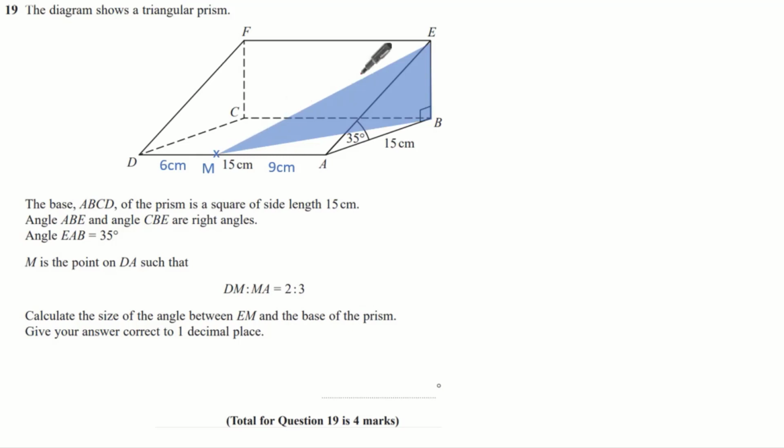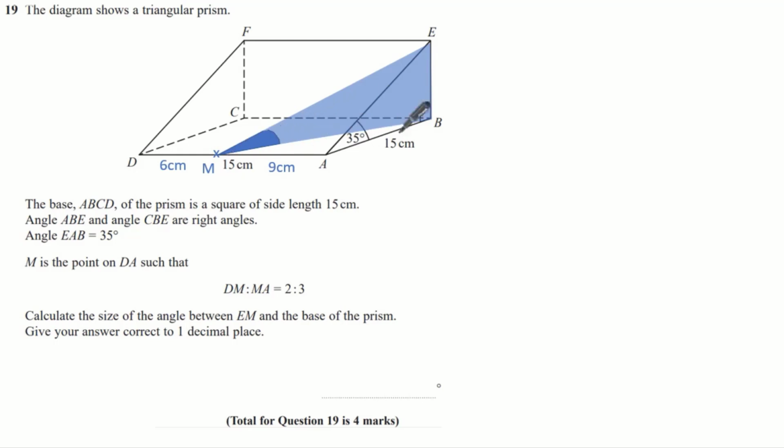So drawing a line EM, I'm forming an angle between this line and the base of our prism. You can see this is the angle I need to find. Now I've created a right angle triangle, so it's clear that I have to use Pythagoras and/or trigonometry in this question. Because I'm asked to find this angle, I need to find length MB and length EB in order to work out the angle between EM and the base of the prism.